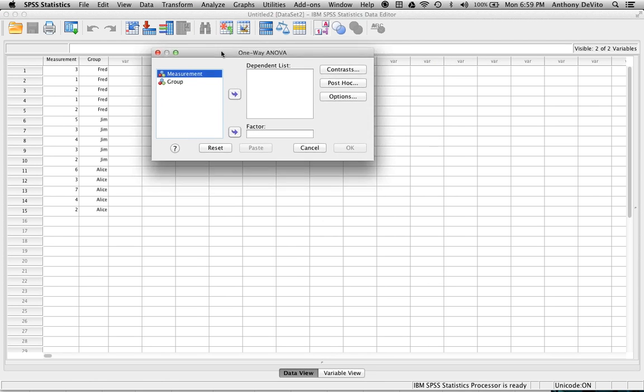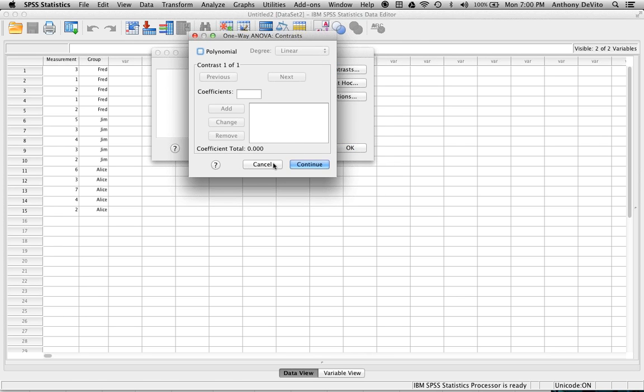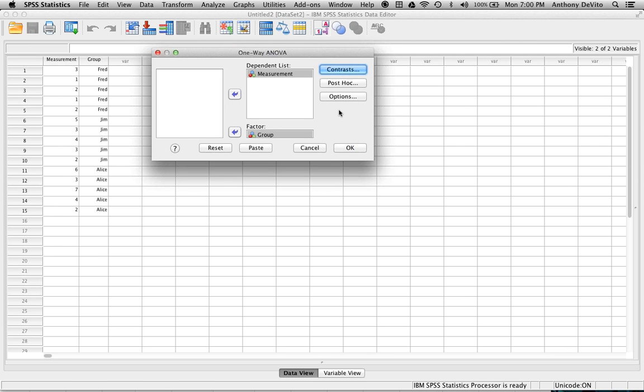And again, it's going to ask me for my numerical variable, my dependent. I'm going to put measurement in there. And I'm going to break this up into 3 groups, my factors. For now, I'm only going to look at this calculation. And I'm going to click OK.